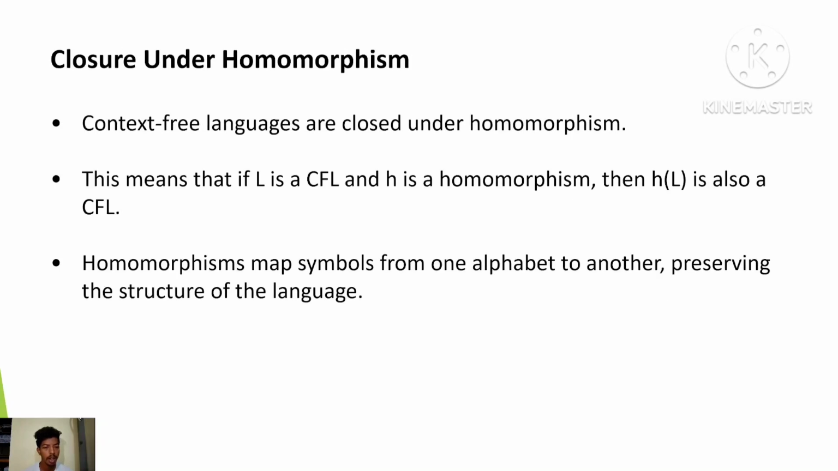Closure under homomorphism. Context-free languages are closed under homomorphism. This means that if L is a CFL and h is a homomorphism, then h of L is also a CFL. Homomorphism maps symbols from one alphabet to another, preserving the structure of the language.